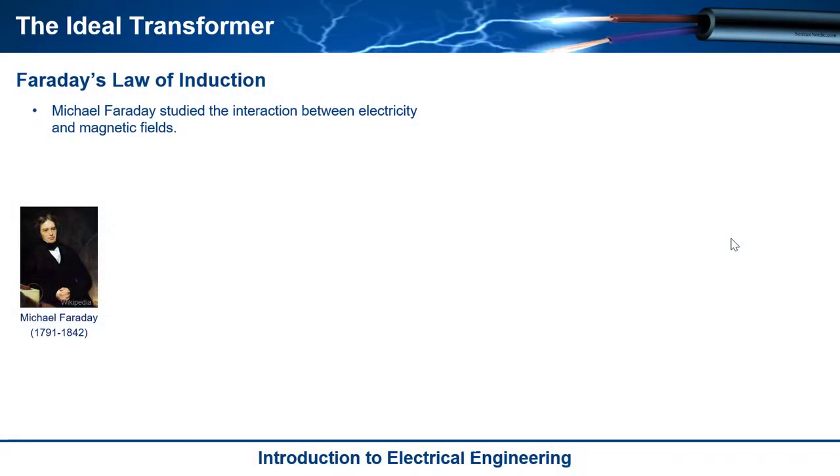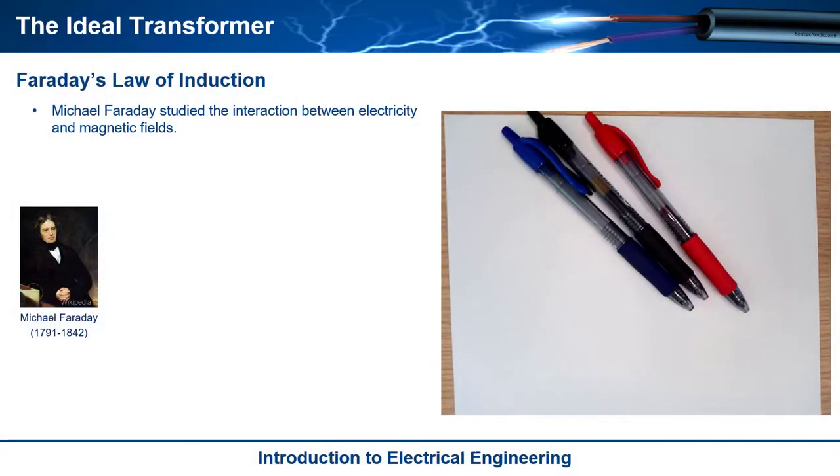Okay, so back in the 1800s, there was a scientist named Michael Faraday, and he was studying the interaction between electricity and magnetic fields. A lot of his discoveries are lumped under Faraday's Law of induction. But he actually came up with multiple things that are really amazing and that we use today, specifically within our power grid.